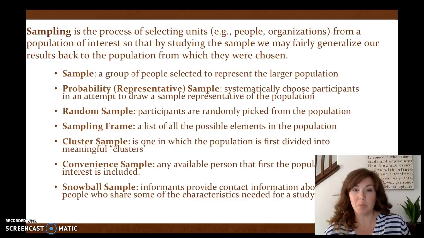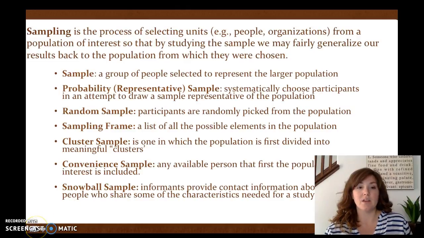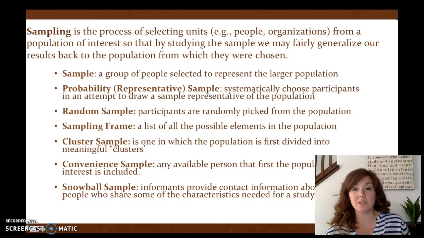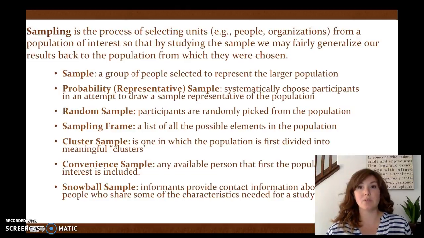A sample is a group of people selected to represent the larger population that we are studying. A probability sample is systematically choosing participants in an attempt to draw a sample representative of the population. A random sample is where participants are randomly picked. A sampling frame is a list of all the possible elements in a population. Cluster sample, convenient sample, snowball sample.